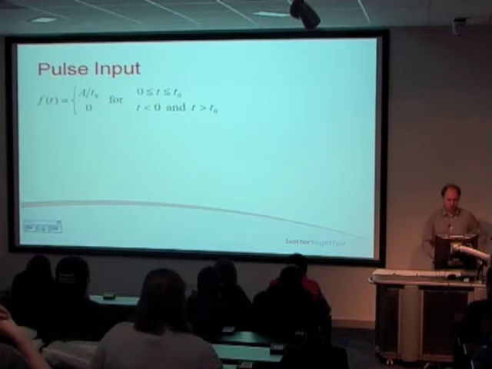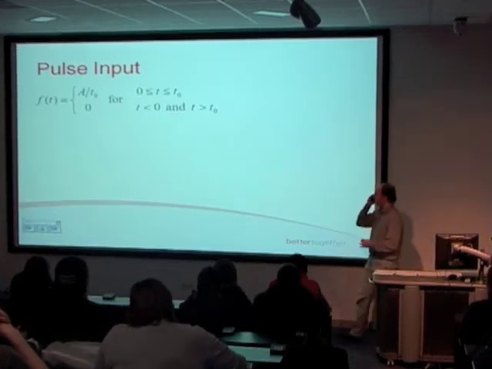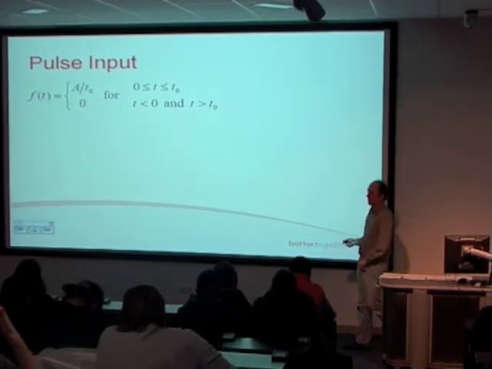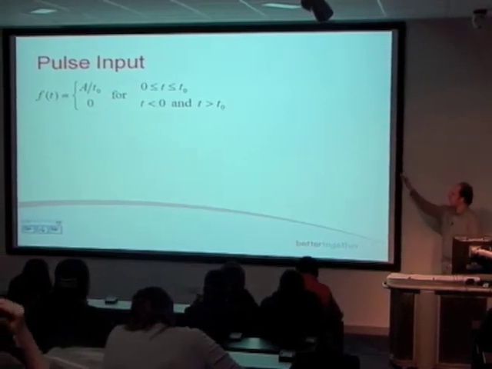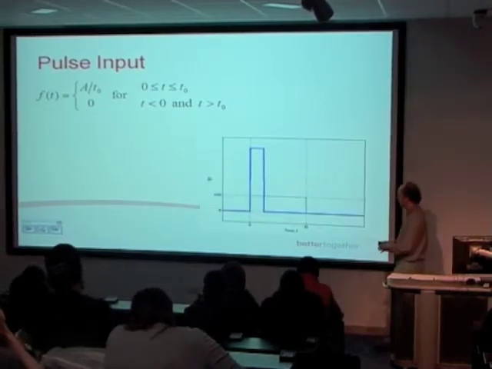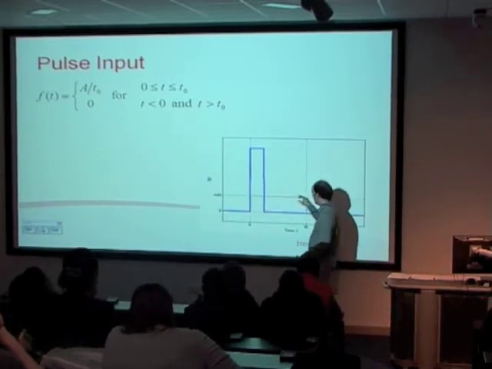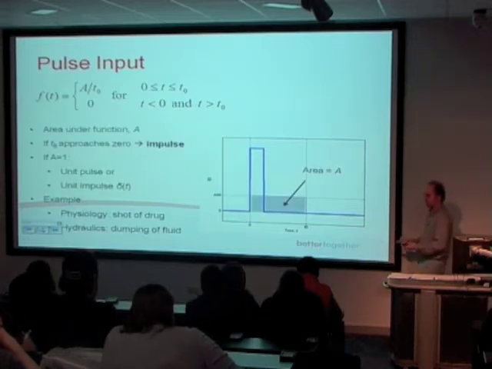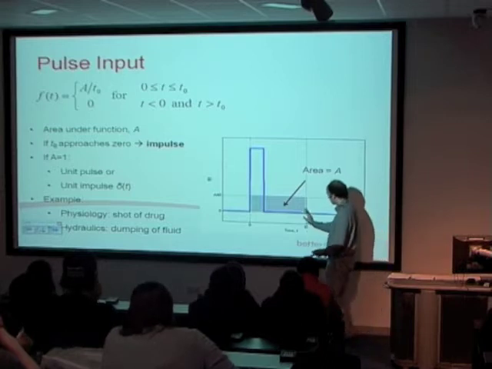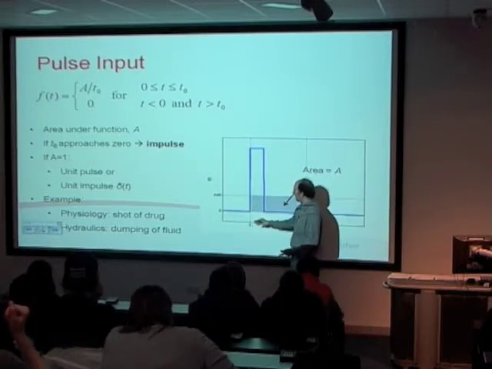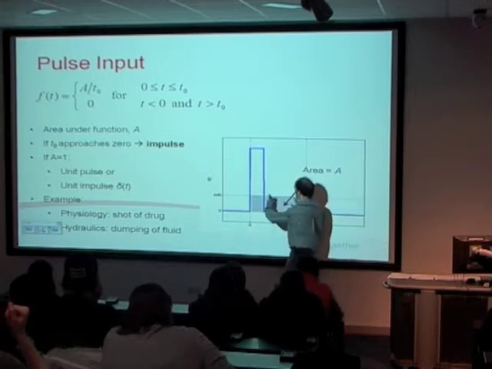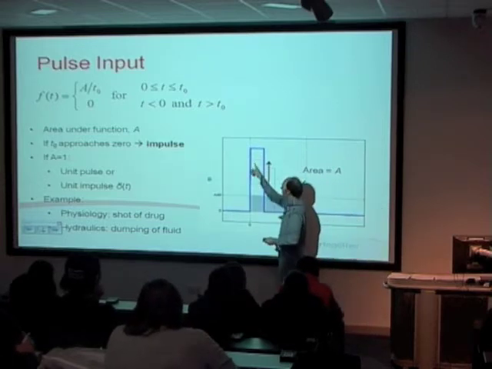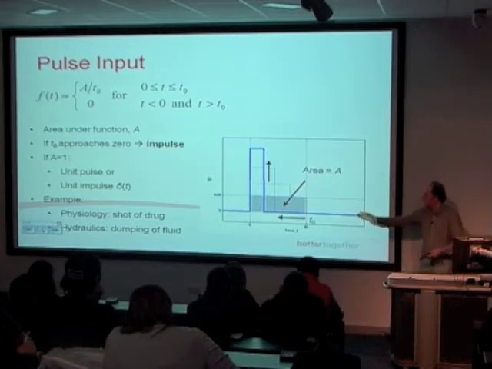A pulse input. Now, a pulse is where the function in terms of time is some value a upon t0, and that's between 0 and this t0 time. So here I've got t0, and you can see this box here, and that area is known as a. Now you can bring t0 closer and closer to zero, and this box will change shape. So the area stays constant at a, but t0 reduces.